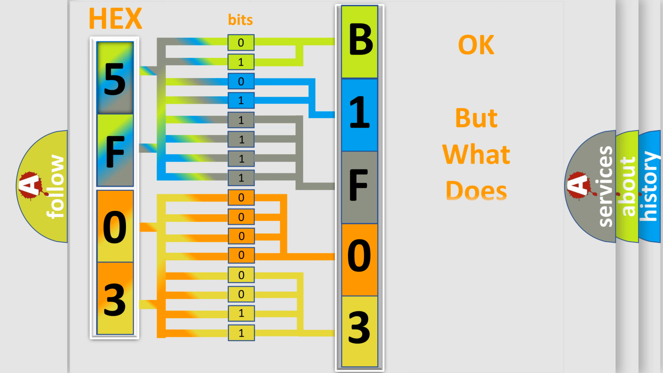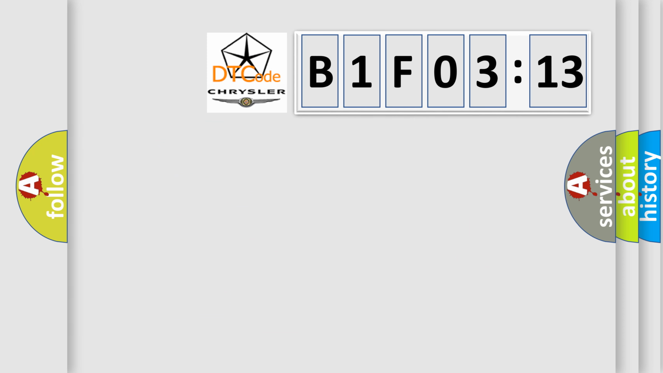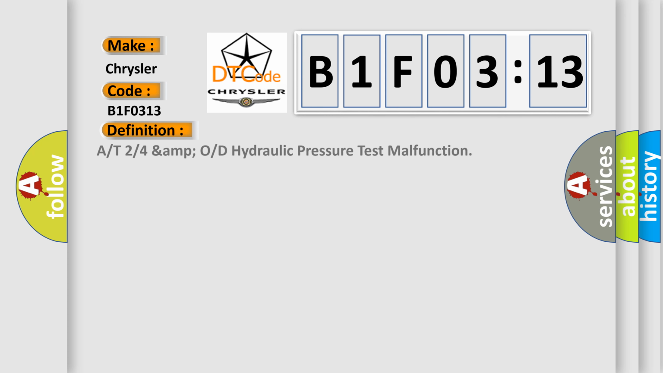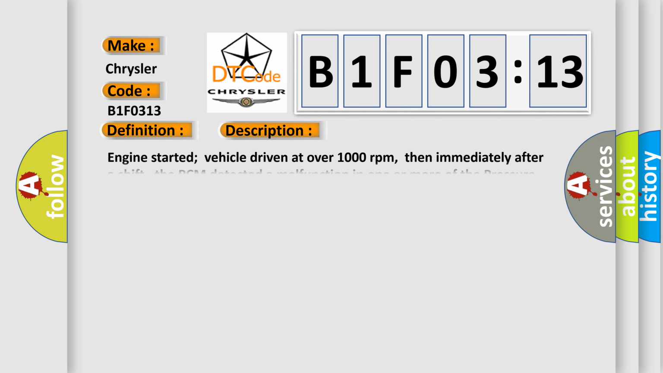The number itself does not make sense to us if we cannot assign information to what it actually expresses. So, what does the Diagnostic Trouble Code B1F03-13 interpret specifically for Chrysler car manufacturers? The basic definition is the 2 or 4 clutch hydraulic pressure test malfunction. And now this is a short description of this DTC code.